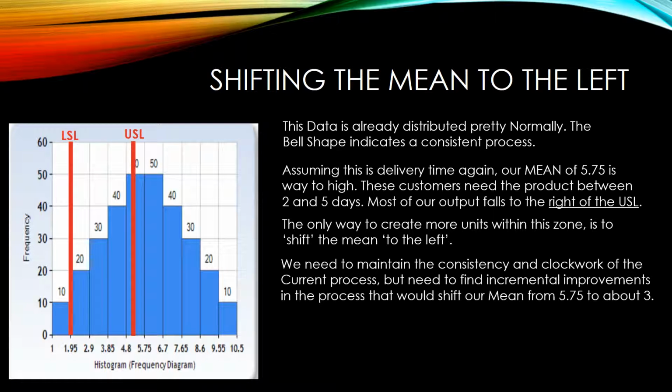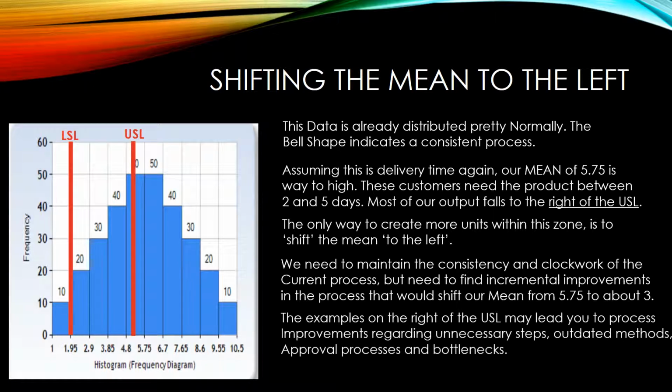So we need to maintain the consistency and clockwork of that current process, but we need to find incremental improvements in the process that would shift our mean from 5.75 to maybe about 3. So the examples on the right of the USL might lead you to process improvements regarding unnecessary steps, outdated methods, approval processes, bottlenecks, things like that. That's what's causing this high cycle time to the right of the USL, or those are possible causes of it.